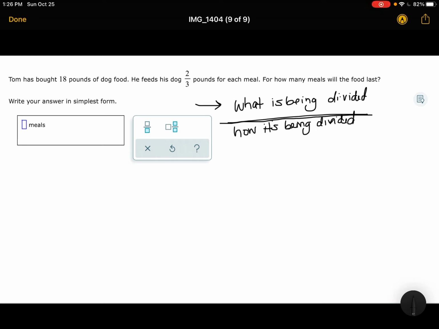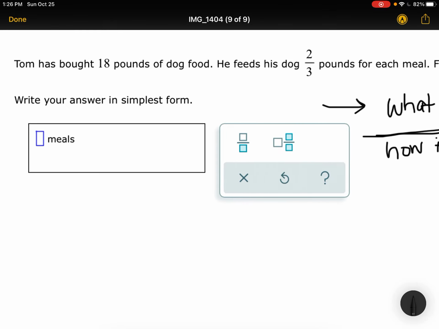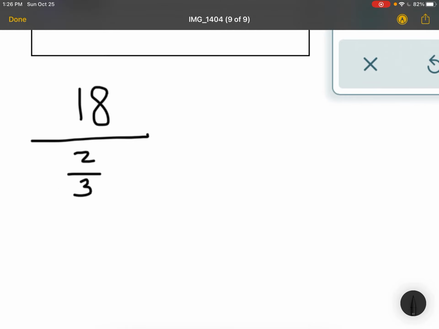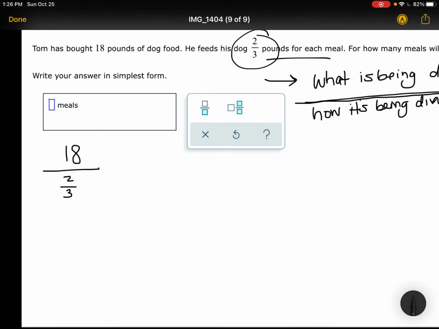So what is being divided? The dog food, right? So 18 pounds of dog food, that goes here. And then how it is being divided is 2/3 for each meal. So I know that's like that. Now, some of you guys say, how am I supposed to do that question? I don't understand. Now, remember, you're dividing, right?